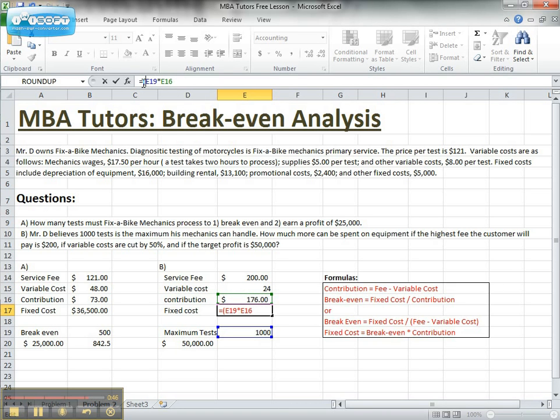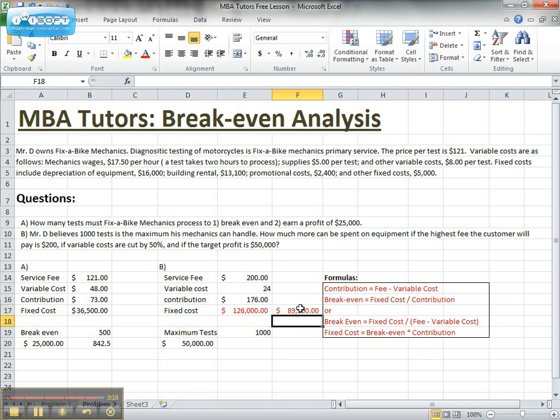The only difference is that before, when we added the expected profit of $25,000 to our fixed costs, in this case we're going to subtract the expected profit of $50,000 from the right side of the formula. And what that gives us is this number. If we take this number here and we hit equals and we subtract our new from our old, we get how much we can increase our fixed expense by in the form of equipment.